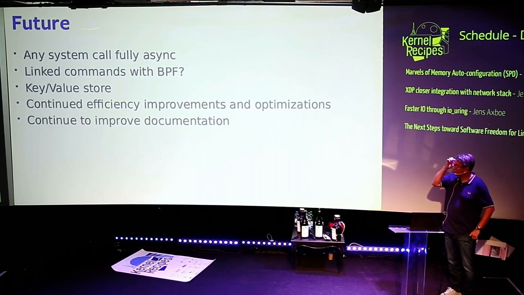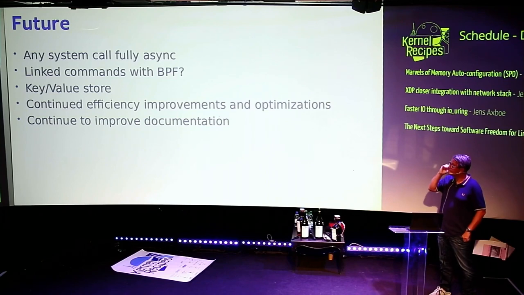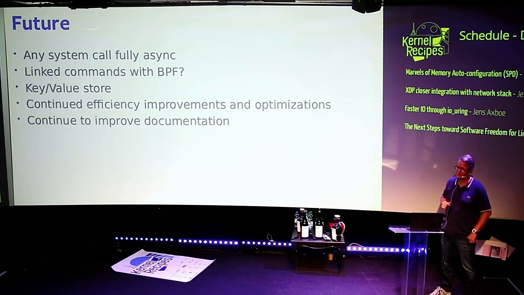Finally, for future work, one of my big things that I want to work on is being able to do any system call async with io_uring, given that it's just a transport mechanism for commands. If you recall from one of the previous slides, the SQ entry is 64 bytes. So if we take 8 bytes for a system call number, we're left with 7 times 8 bytes of data, which is exactly the amount we need for a crazy system call with a maximum of 7 arguments.